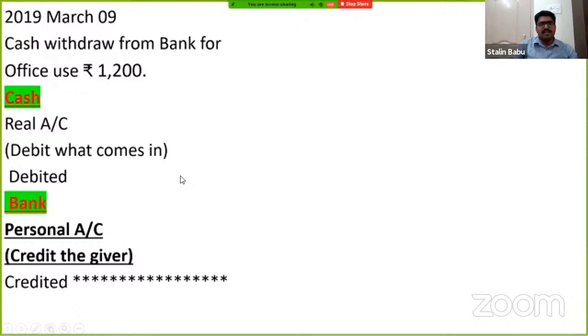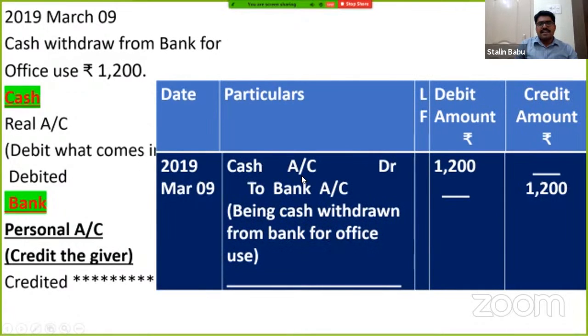Write in the journal book. What is the date? March 9th. On March 9th, cash account debit to bank account. How much amount? 1,200. Write 1,200 in the debit amount column and 1,200 in the credit amount column against their accounts. And the narration is: being cash withdrawn from bank for office use. And make a straight line in the particulars column. Is it clear?